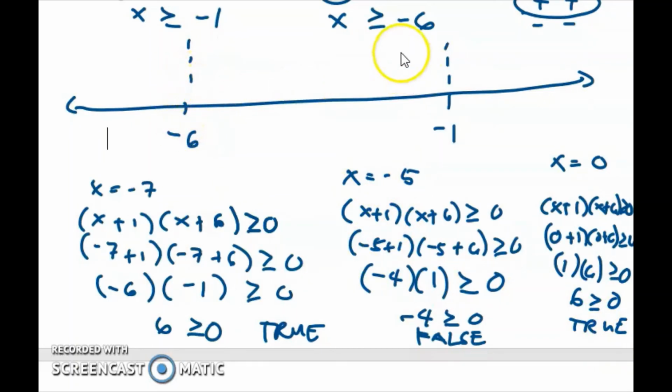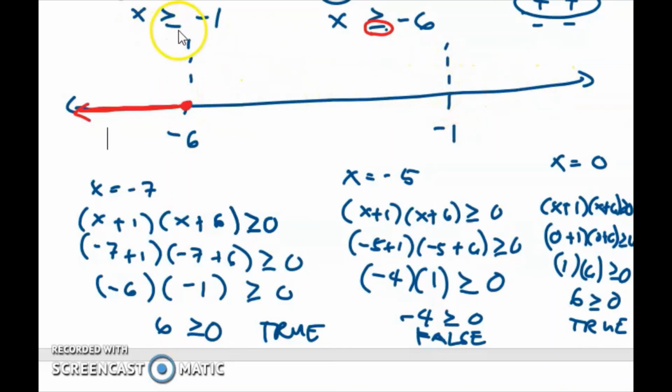Okay, since we have here equals daw to or greater than or equal to negative 6, ito yung nagiging sign natin para malaman natin kung ito ba ay closed or hollow. So, since ito ay equal, ito ay closed. And then, dahil sa solution natin, ito ay true, lahat ng values na nandito ay part ng graph. Dahil ito ay false, yung nandito, wala siyang graph.